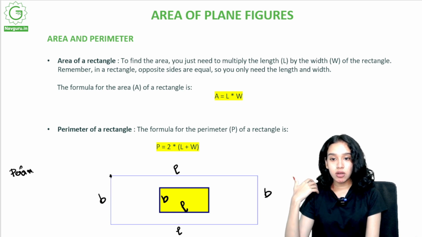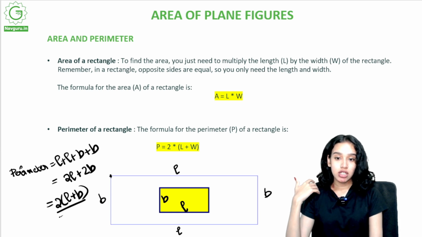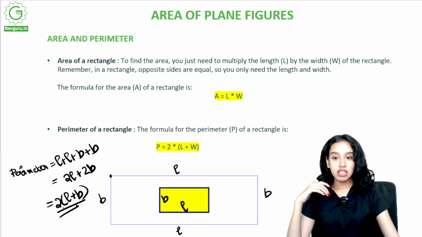So the perimeter of the rectangle would give us length plus breadth plus length plus breadth, right? This would be equal to 2 times length plus 2 times breadth, right? Now, what is this? This is 2 times length plus breadth. So, the perimeter of the rectangle is equal to 2 times length plus breadth.